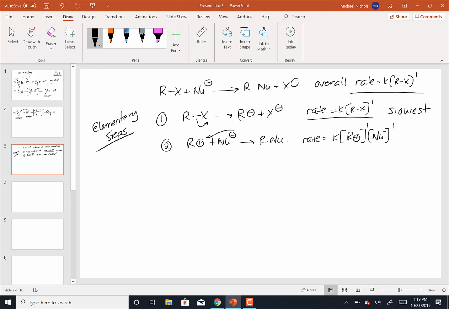Down here, if step number 2 was the slowest step, the concentration of the nucleophile would show up in the overall rate equation. It does not. Okay. So that must mean it's a faster step. And so the overall rate of the reaction is based on what is the slowest step. The slowest step is also called the rate determining step. So this would be also called the rate determining step.